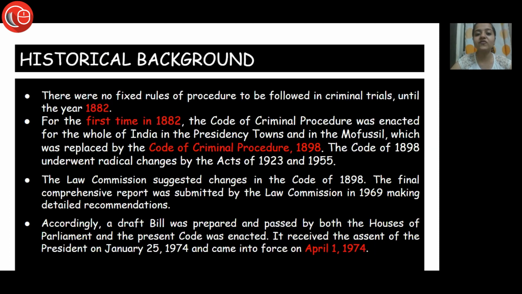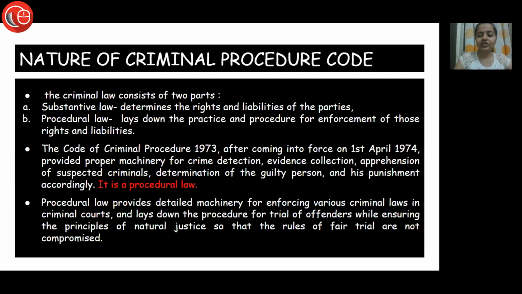Remember the date, guys, 1st April, because the date has been asked in various examinations. In various previous year questions you might find the question: on which date did the Criminal Procedure Code come into force? And the answer is April 1st, 1974. You have to remember the date, April 1st, 1974. Let's move on now. Nature of the Criminal Procedure Code. What is the nature of the Criminal Procedure Code?